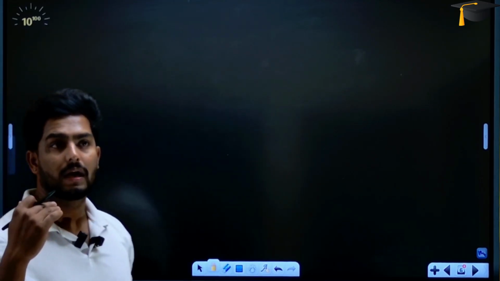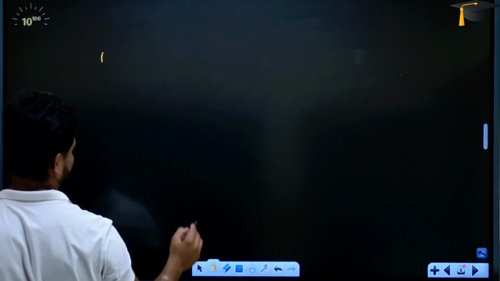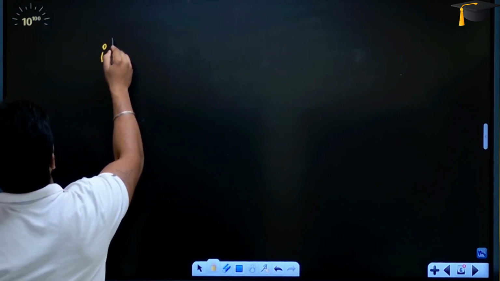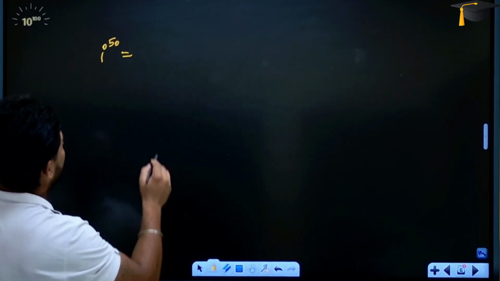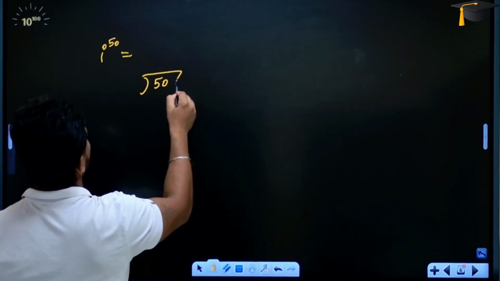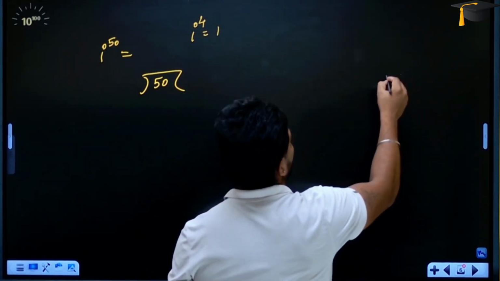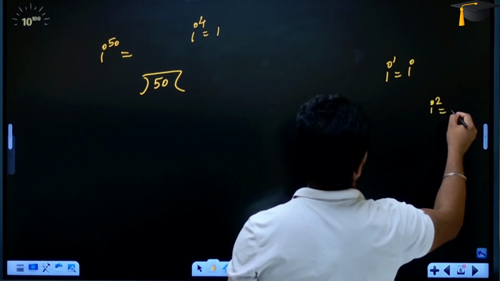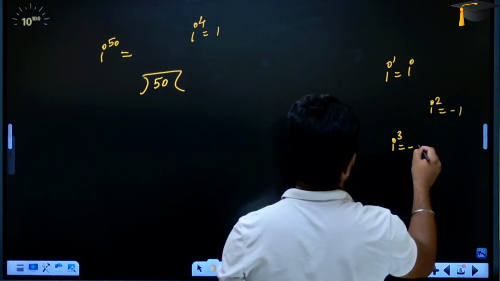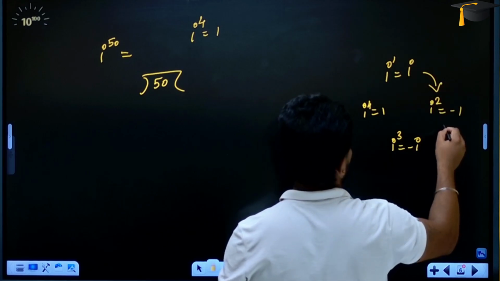As I told you earlier, i to the power some large number will come. For example, i to the power 50 has come. What is i to the power 50 is very important. For this, you have to divide 50 by 4. You know what is i to the power 4. i to the power 4 is equal to 1. Let's write that cycle. i to the power 1 is i. Next, i to the power 2 is minus 1. i to the power 3 is minus i. Next, i to the power 4 is 1. So this is the cyclic order we will follow.